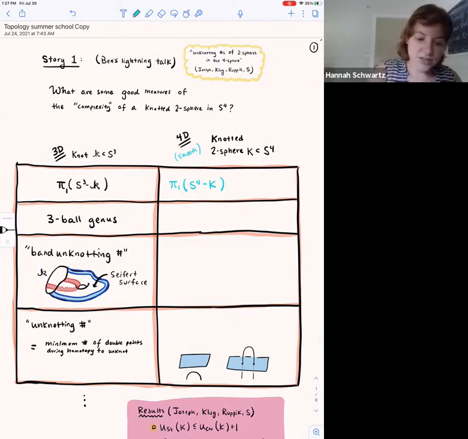Okay, the second thing I wrote for us to think about is the three-ball genus of a knot. You take your knot and take a Seifert surface that it spans, and you want the minimum genus of such a Seifert surface. For a knotted two sphere, this two sphere K in S4 also bounds a Seifert manifold, a 3 manifold this time with boundary that 2-sphere. There's not really a genus that makes sense, but you could look at some invariant associated to the Seifert manifold.